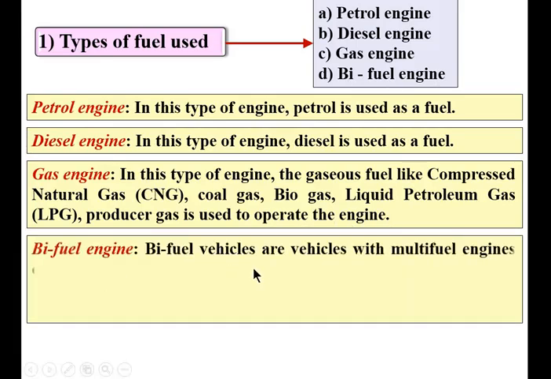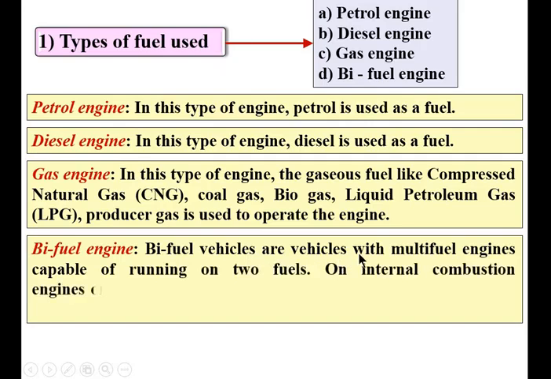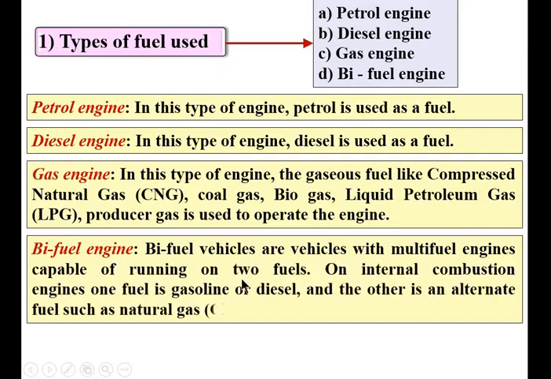In biofuel engine, biofuel vehicles are vehicles with multi-fuel engines capable of running on 2 fuels. On internal combustion engines, one fuel is gasoline or diesel and the other is an alternative fuel such as natural gas, LPG or hydrogen. So nowadays so many vehicles are biofuel vehicles. One fuel is the main fuel, that can be gasoline or petrol or diesel, and the other is an alternate fuel such as CNG, LPG or hydrogen.